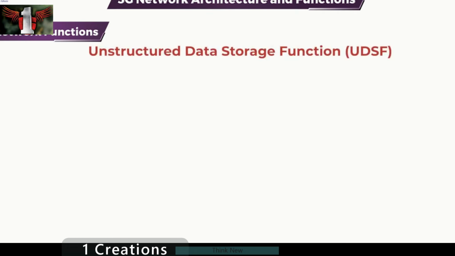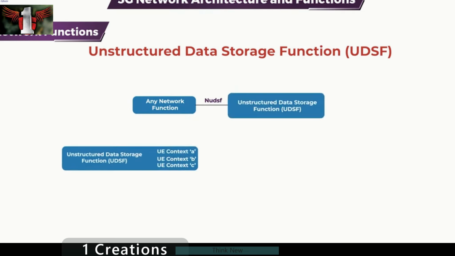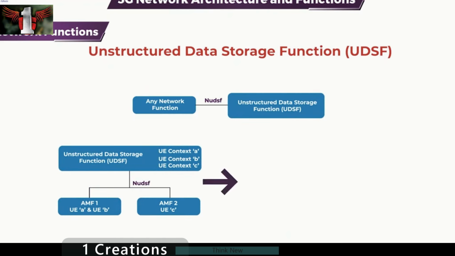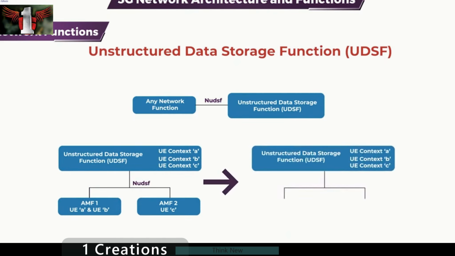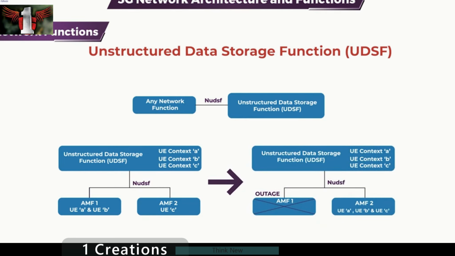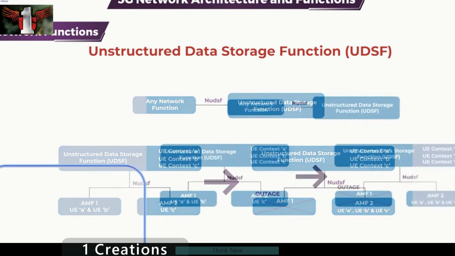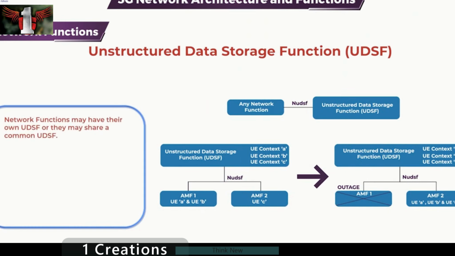Our next topic is Unstructured Data Storage Function (UDSF). Let's get into the topic. The UDSF is used to store data belonging to other network functions. For example, an AMF may use a UDSF to store the UE contexts that are being managed at that point in time. Network functions may have their own UDSF or they may share a common UDSF.